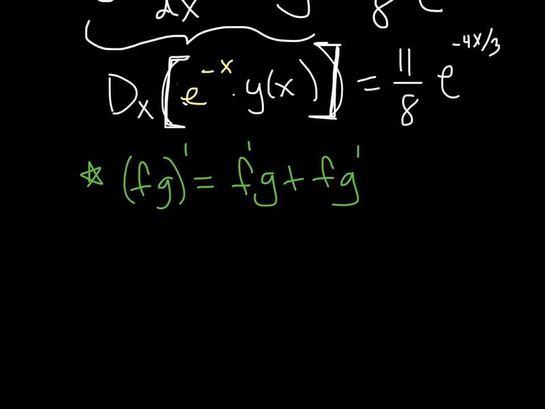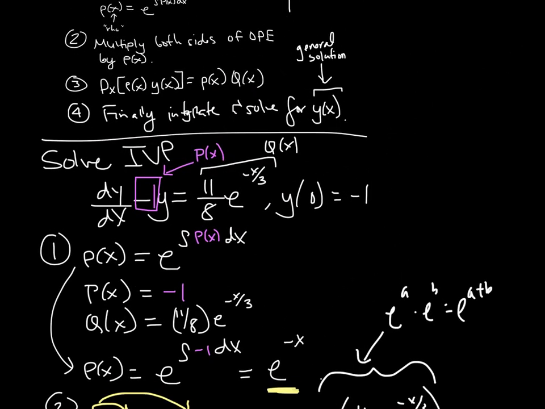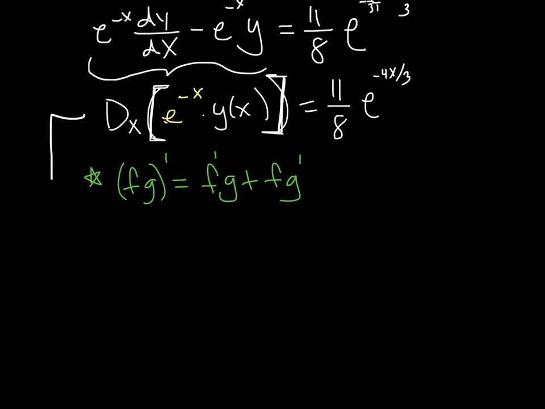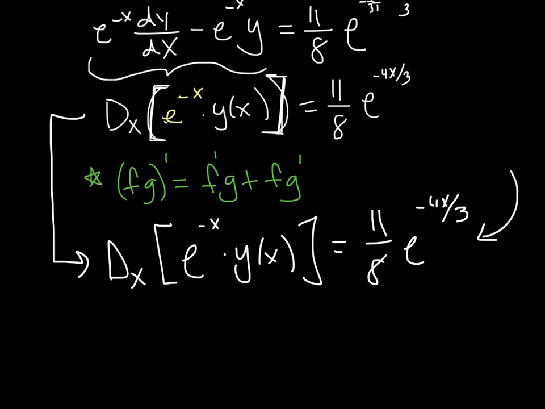Now that we have that, just to follow the steps since this is the first example, we just finished step 3. Our next goal is to integrate. Let me write it again and make it look a little nicer: d/dx of e to the negative x times y of x equals 11/8 e to the negative 4x over 3. What's our goal? This is step 4. We want the solution to the differential equation.